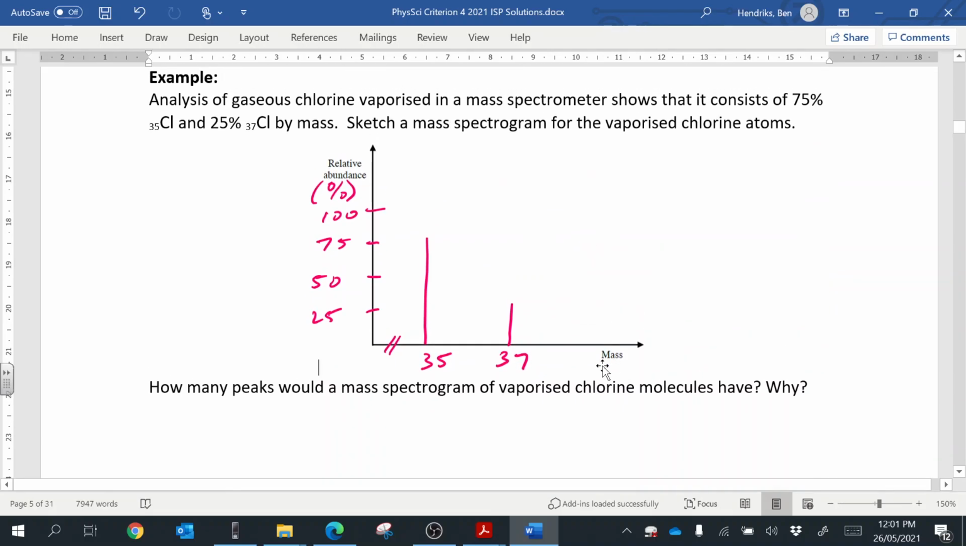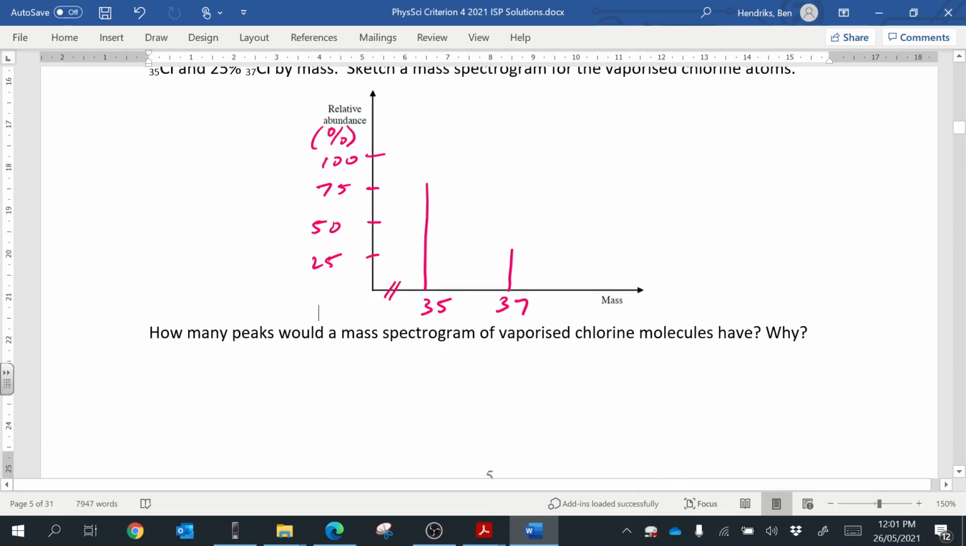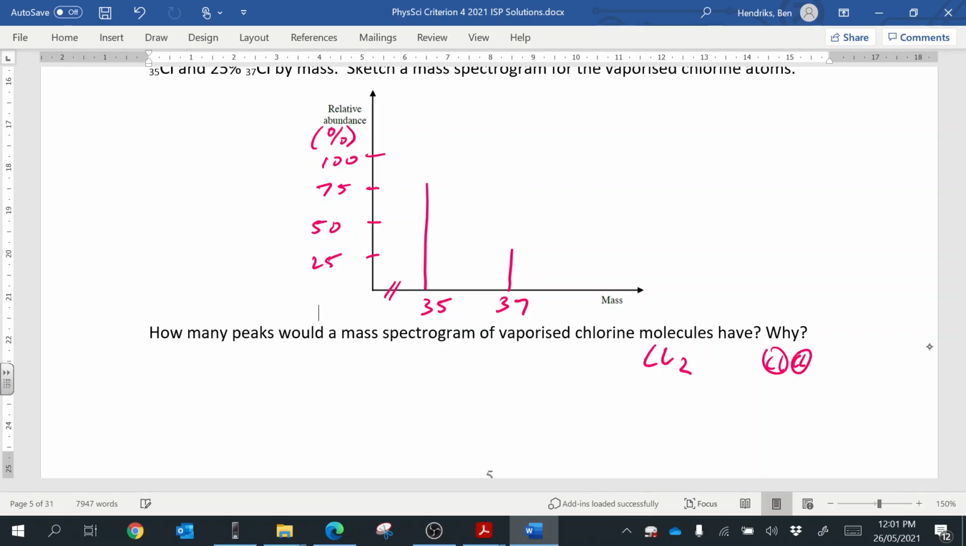How many peaks would a mass spectrogram of vaporized chlorine molecules have, and why? So chlorine molecules are Cl2. So there's two Cl atoms in a molecule, whereas chlorine atoms are just one Cl. So one atom, two atoms. So that's in a molecule. A molecule has two atoms.